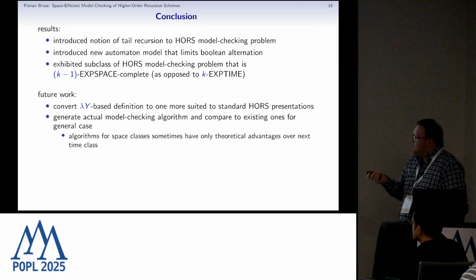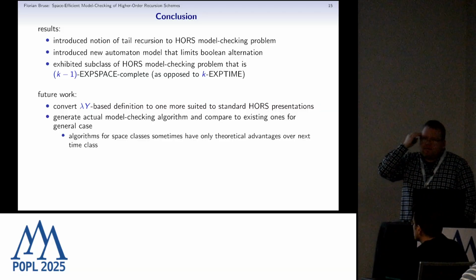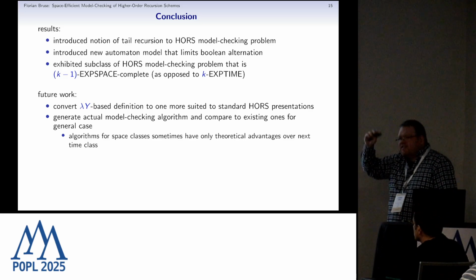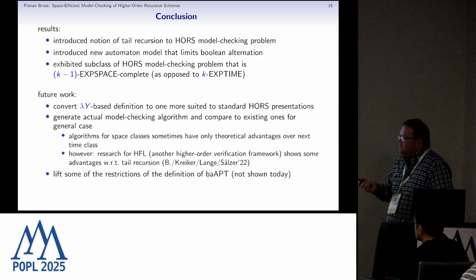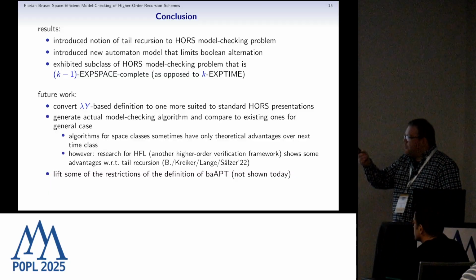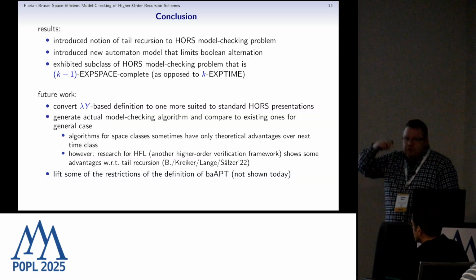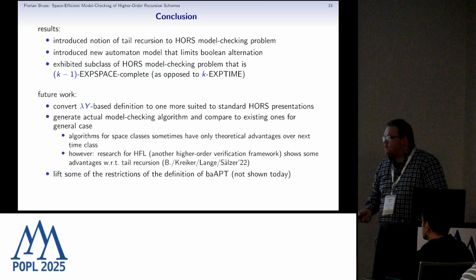And then what one should look at also is actual model checking algorithms, because right, k-1 space is less than k-EXPTIME, but of course in practice it is often not the case that space-bounded algorithms are so much better. But actually, there is precedent that for this HFL framework I mentioned earlier, there are advantages if you go to this space-bounded framework in practical terms, just because it's easier to do on-the-fly model checking.